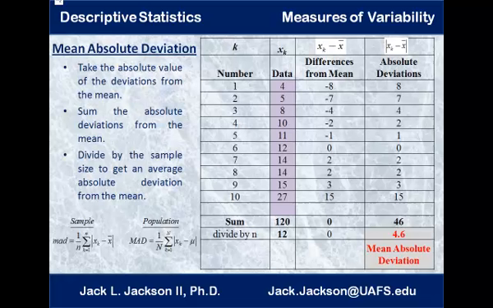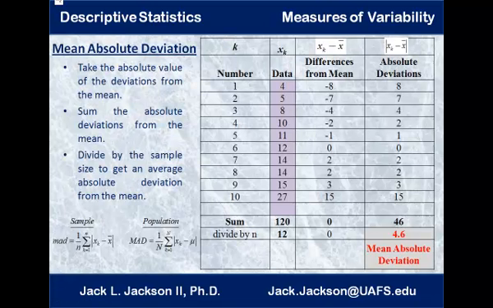Now if you have a population, it's the same thing. You'll use mu for the population mean, capital N for the population size, and you'll use this formula here for the population mean absolute deviation. And if you did the same thing for a sample, then you're using x bar for the sample mean, which is the way I'm thinking of it here, and little n for the sample size. And so that's your lowercase MAD, mean absolute deviation.